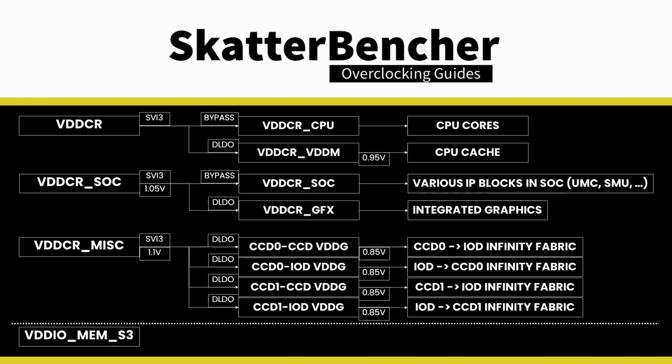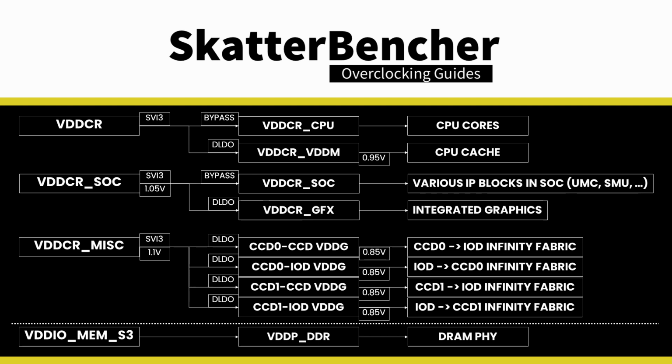The VDDCR miscellaneous voltage rail can be directly controlled via the SVI3 interface. In contrast, the VDDG voltages can only be configured using the CPU registers. The default VDDCR miscellaneous voltage is 1.1 volt, and the default VDDG voltage is 0.85 volt.